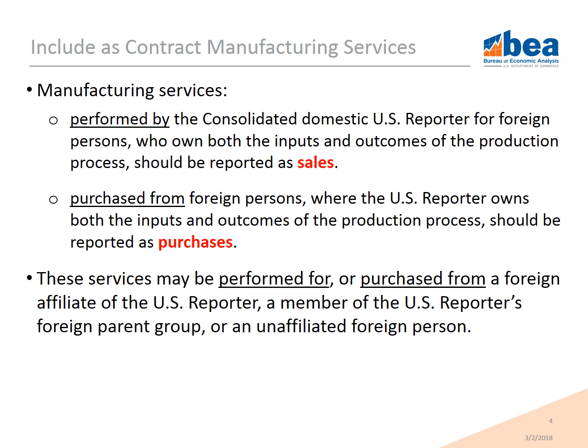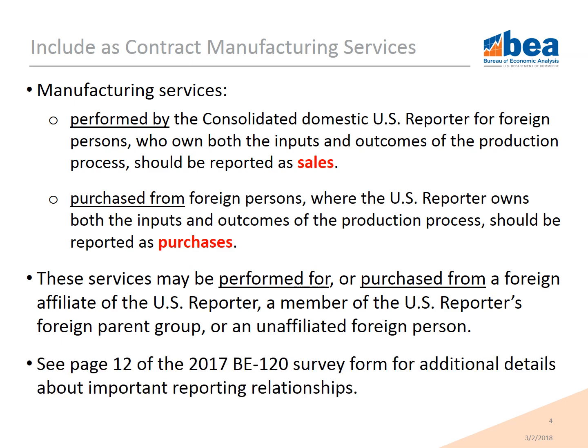These services may be performed for or purchased from a foreign affiliate of the U.S. reporter, a member of the U.S. reporter's foreign parent group, or an unaffiliated foreign person. See page 12 of the 2017 BE-120 survey form for additional details about important reporting relationships.